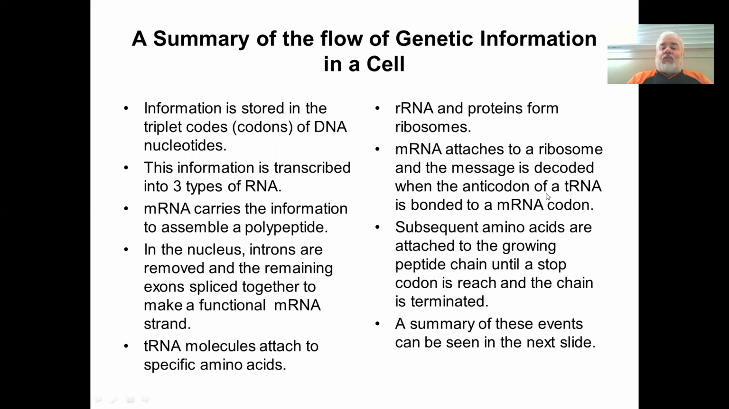Messenger RNA attaches to the ribosome and the message is decoded or translated. When the transfer RNA joins to the codon on the messenger RNA, subsequent amino acids are attached to the growing peptide chain until a stop codon is reached. It just keeps going. It doesn't go to the end of the message. It doesn't go until it runs off the end. It goes until it hits the message stop. As soon as it hits stop, done. It's kicked off the ribosome, and the ribosome goes next, and another messenger RNA comes in.